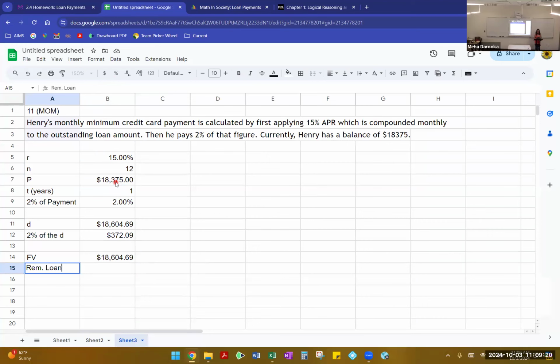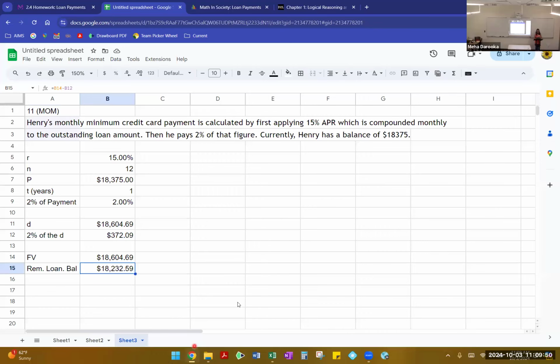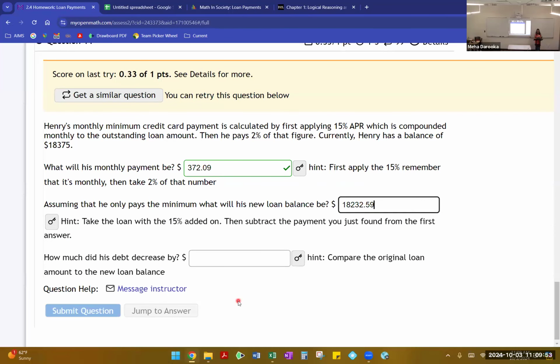Remaining loan balance. So you are basically gonna take the 18,604, subtract the 2% payment we calculated before, the 372. And that should tell us what the balance will be, right? So you make that one minimum amount payment due, and we are left with 18,232.59. So let's check that.